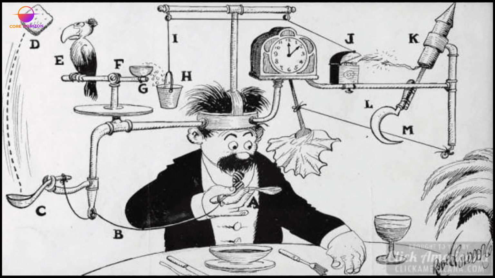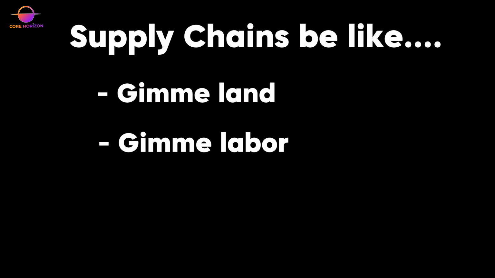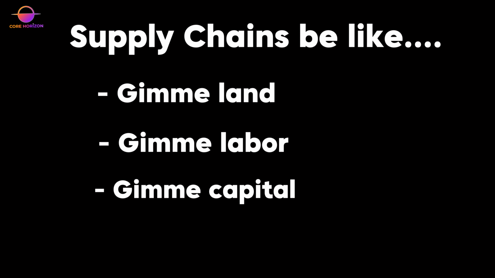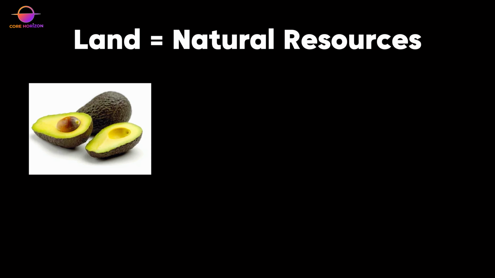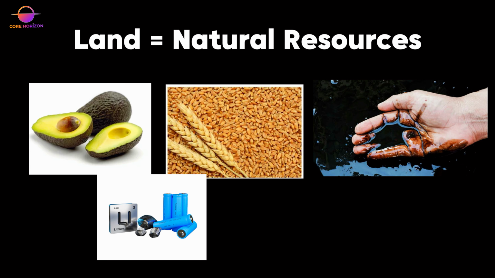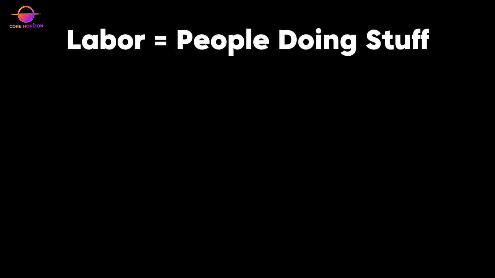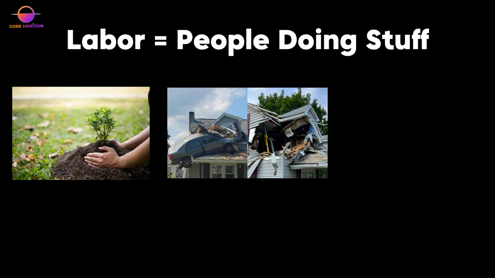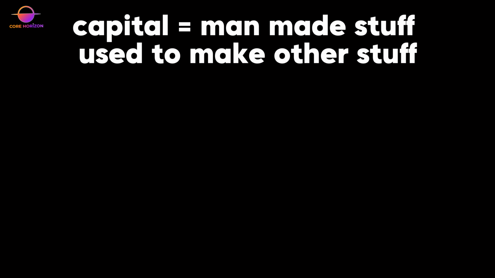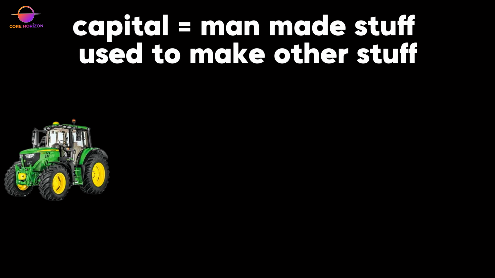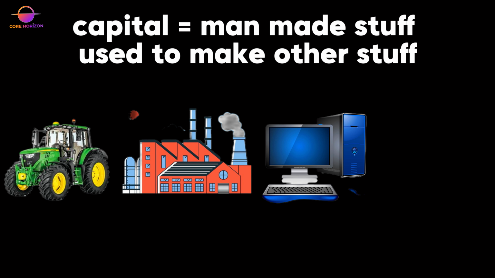But for breakfast, all supply chains start with land, labor, and capital. The factors of production. Land is natural resources. Avocados, wheat, oil, lithium, air, kind of. Labor is people doing stuff. Planting, harvesting, driving, selling, pretending to smile. Capital is man-made stuff used to make other stuff. Tractors, factories, computers, espresso machines.